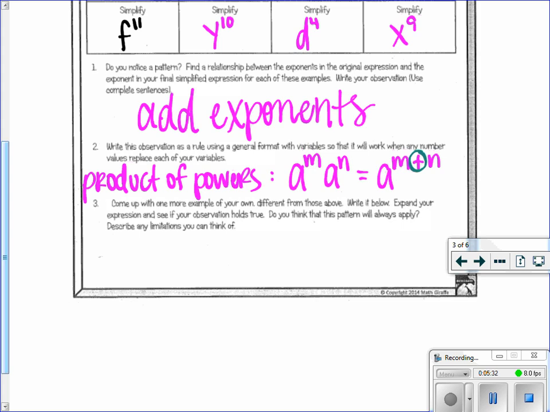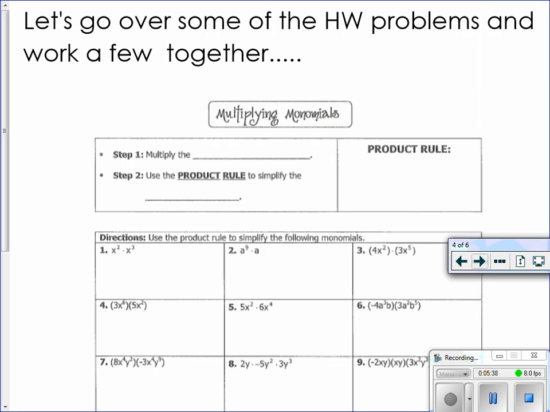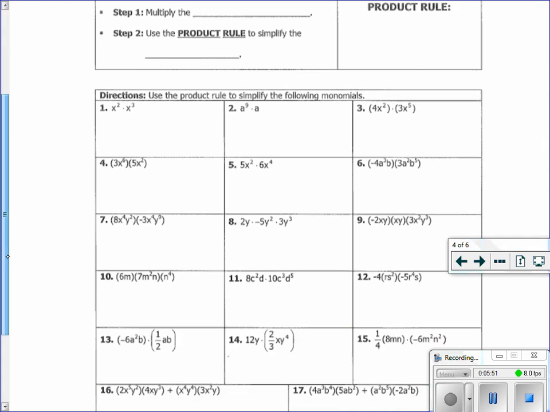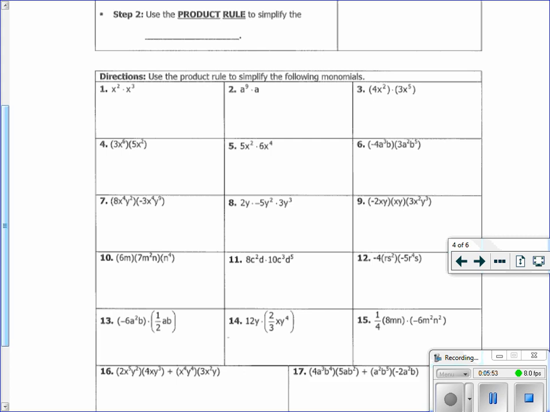Where we're going to go is not the back of this front page, but the front of the next page. So this page. Because there are some on here that are a little bit different than the examples we just did. We're going to step our game up a little bit. So, look at number 3. That's where we're going to start.